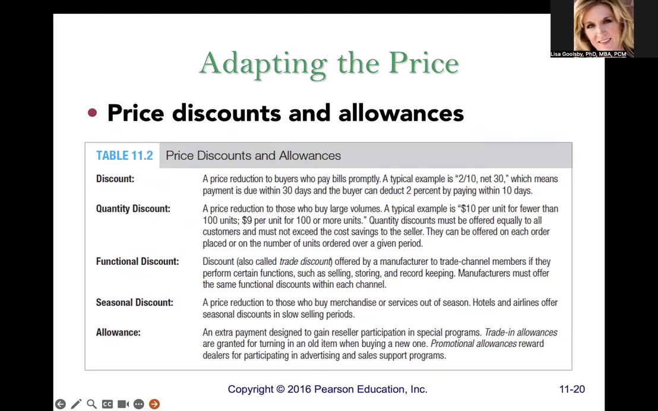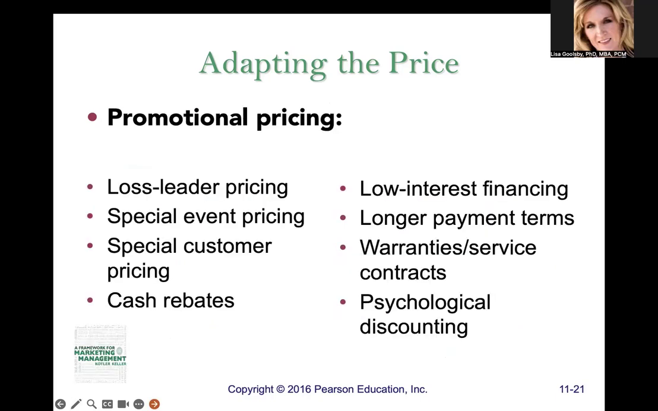If you go into Best Buy and you have your heart set on one brand of television, but you walk out with another brand, that Best Buy that you went into may have been participating in some kind of promotional allowance where there were rewards for selling you a different brand of product. So lots of different types of discounts and allowances that help in the pricing of products.